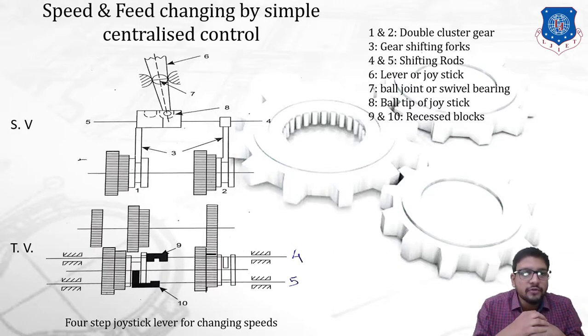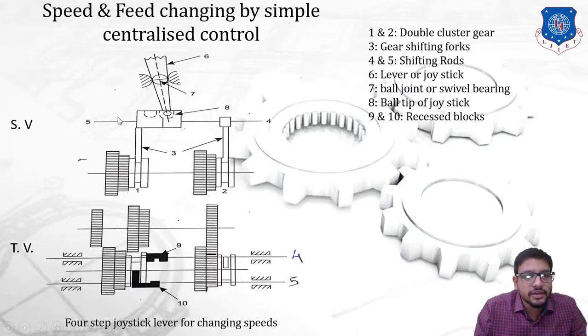Now, when we see the side view from the top side, it is going to look in this way, which is the top view. Now let us understand the construction of this system. This line represents the shaft on which a cluster gear is mounted. You can see 1 and 2 written; 1 and 2 represent a double cluster gear. Point number 3 represents a gear shifting fork. The numbers 4 and 5 are shifting rods.